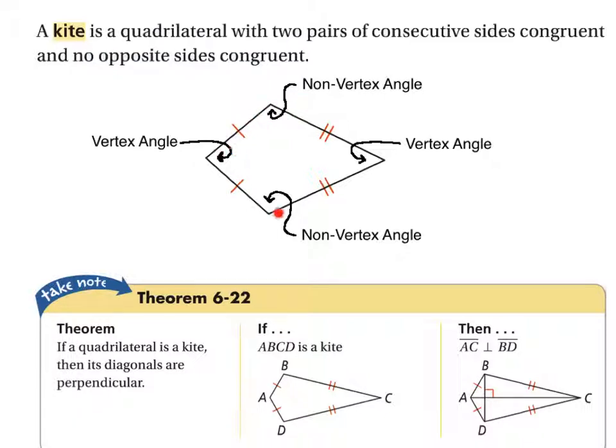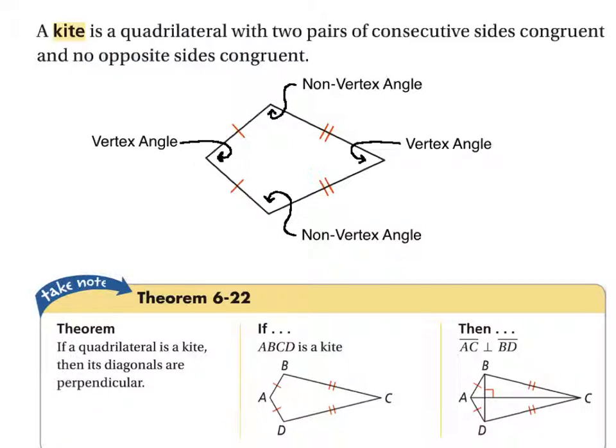Again, quadrilateral, so there's four sides. Consecutive sides are congruent. Consecutive, of course, meaning right next to. Sides that are next to each other are congruent. There's two pairs of those, but opposite sides are not congruent.